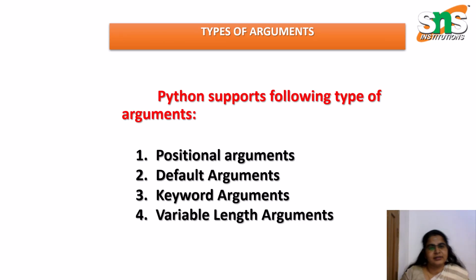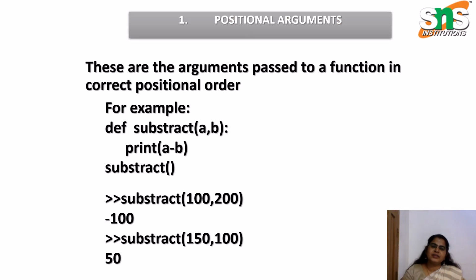Coming to the next, what are the types of arguments available in Python? So Python supports types of arguments. There are four types of arguments. One is the positional argument, second is the default argument, third is the keyword argument, fourth is the variable length argument. And now we are discussing the positional argument here.